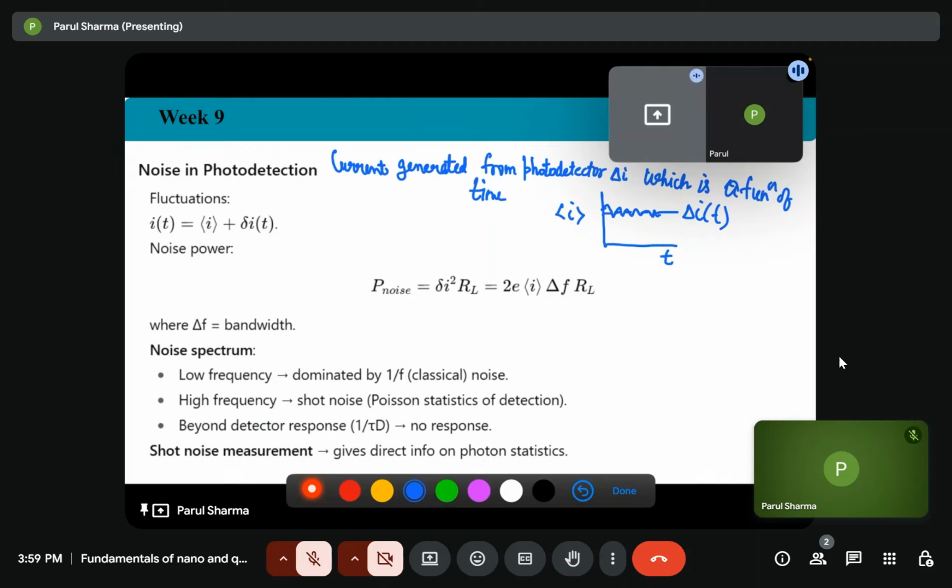So now, if we want to define the noise power, that is P noise, we are not doing the derivation part here. We are just writing the expression here. That is P noise is equal to delta I square R_L, which is equivalent to 2 into electronic charge into delta f, that is the bandwidth, and R_L, that is the load resistance.